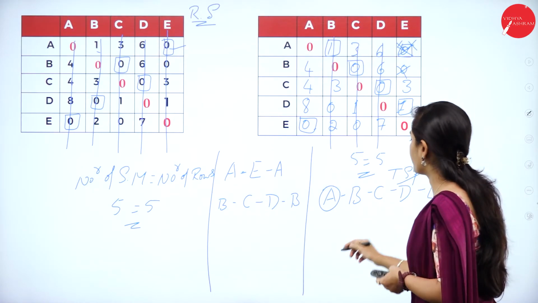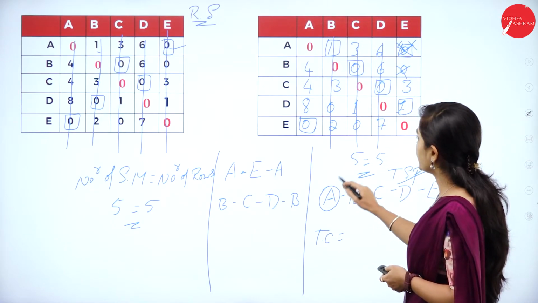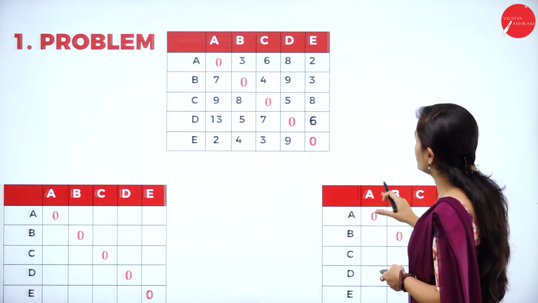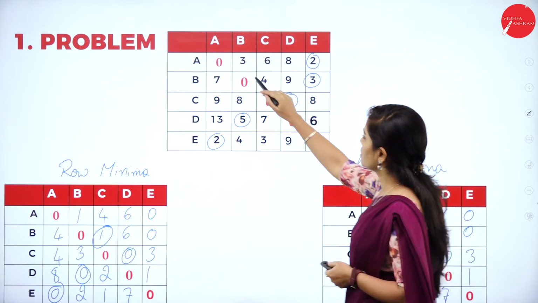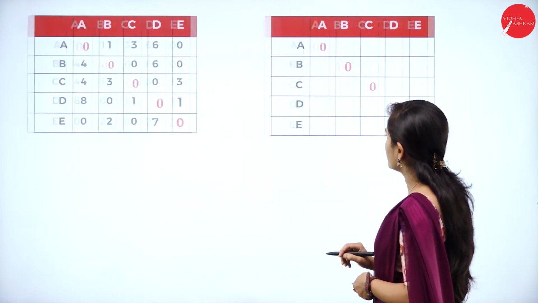So next step you can find the total cost. Here he travels from A to B. The original value of A to B is 3. 3 plus B to C.